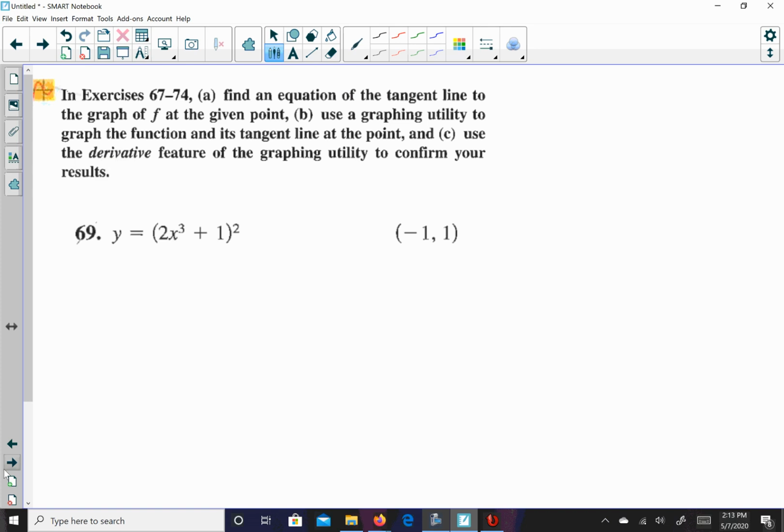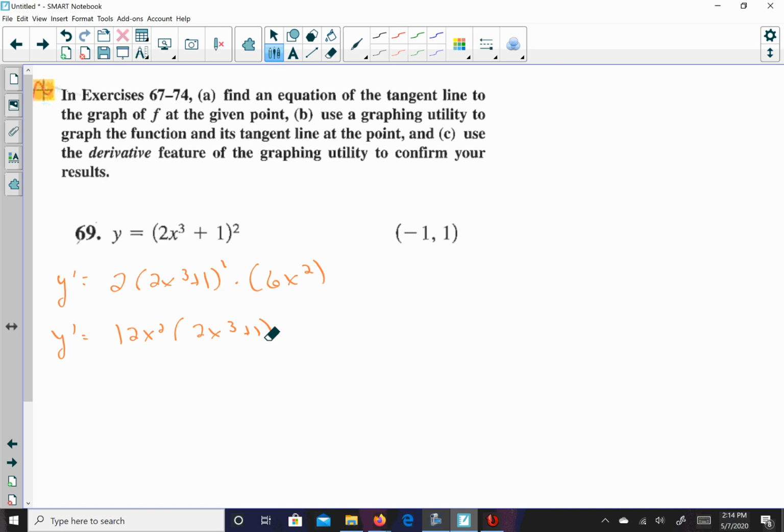So 69, I'm going to take the derivative. The outermost function is something being raised to the second power. That u is going to be the 2x to the third plus 1. So when I take the derivative, I'm going to take 2 times the 2x to the third plus 1 raised to the first power, because I reduced the power by 1. And I'm going to multiply that by the derivative of 2x to the third plus 1, which will be 6x squared. When I clean that up, I'm going to get 12x squared times 2x to the third plus 1.